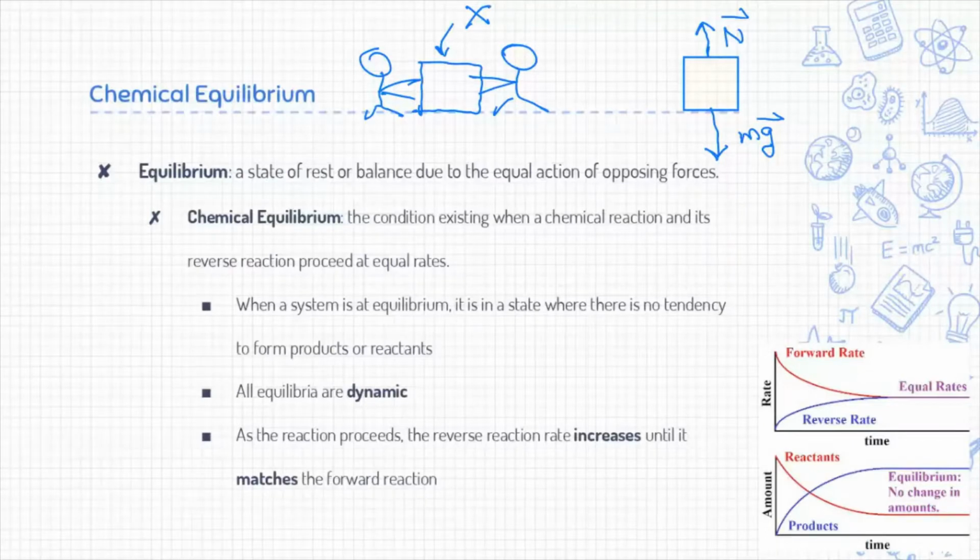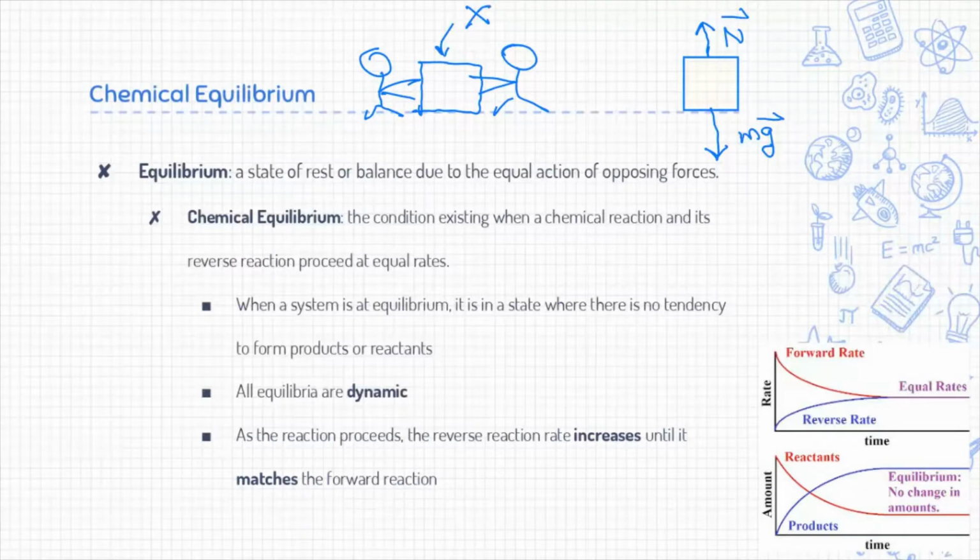There's all kinds of equilibria that we won't be covering today, but the one I just showed you above is called physical equilibria. There's something called thermal equilibria, which is where two bodies have the same temperature and therefore no energy is being transferred as heat between the two bodies. But the one that we'll be mainly focusing on today is chemical equilibria, which is the condition existing when a chemical reaction and its reverse reaction proceed at equal rates.